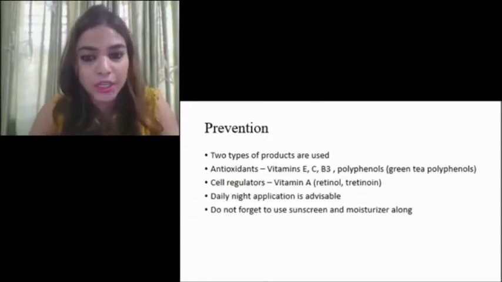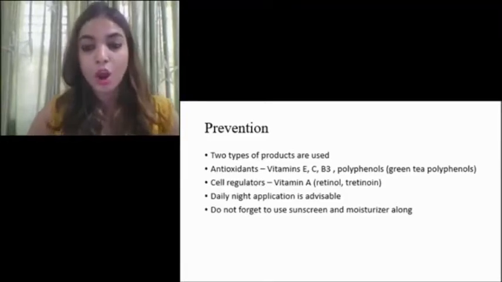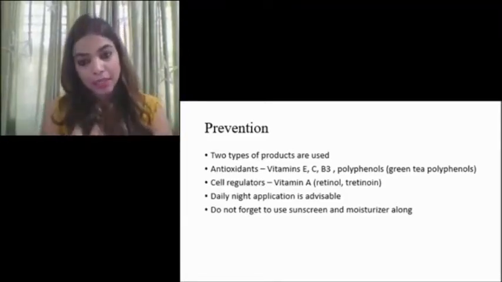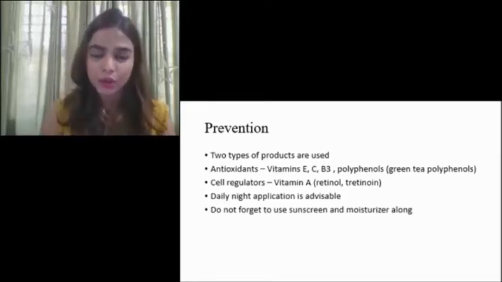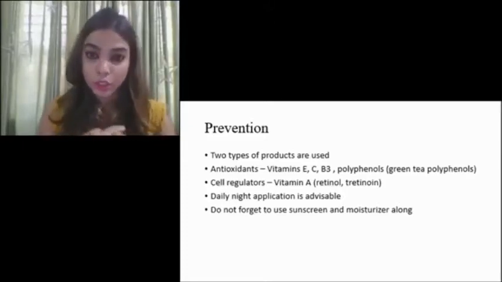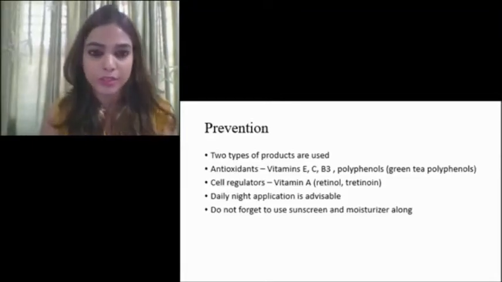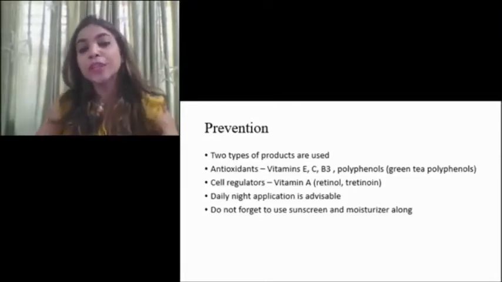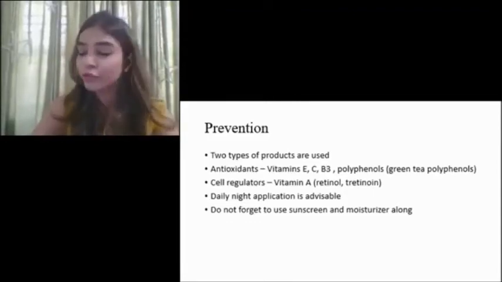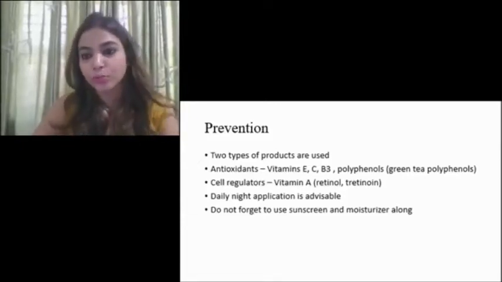These are serums which contain either antioxidants like vitamin E, vitamin C or vitamin B3, or they can contain some cell regulators which regulate the multiplication of your cells. These cell regulators are mainly derived from vitamin A, also called retinol serums or tretinoin. You will come to know more about this from your dermatologist. Ask him or her which serum to use. They will definitely help you out with this. Daily night application for a minimum period of 2 to 3 months is necessary to see some visible changes. And do not forget to use your sunscreen in the morning and moisturizer in the night before you put on a serum.